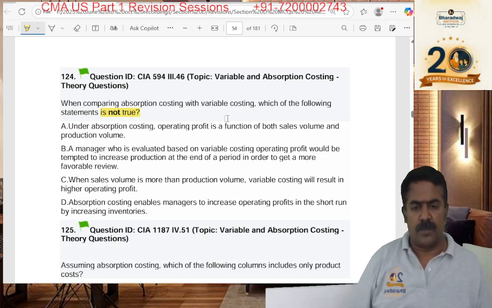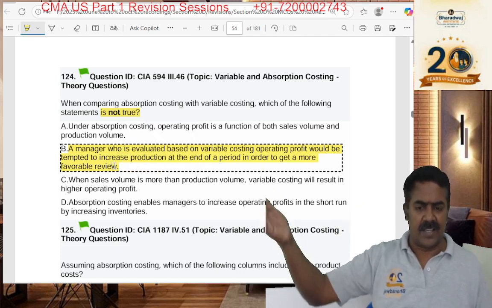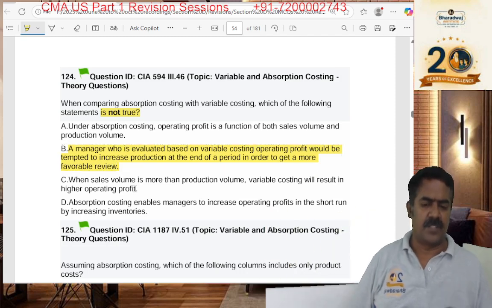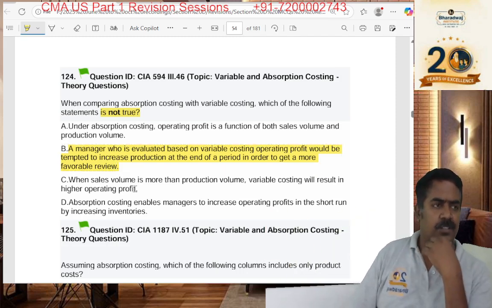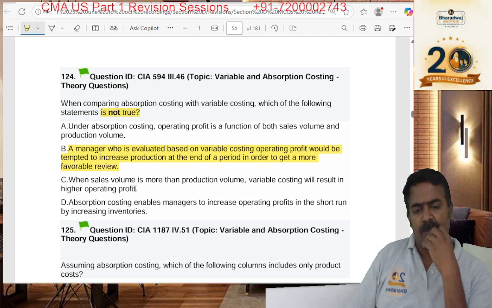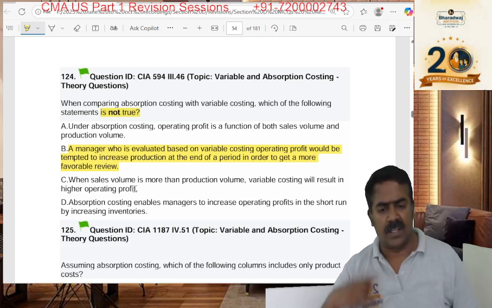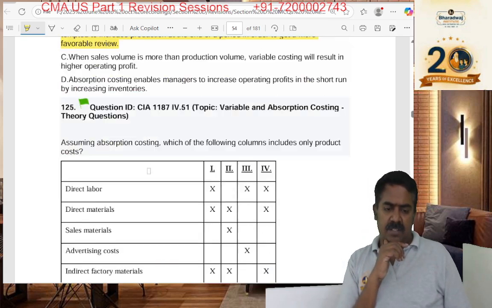Under absorption costing, operation costing, both sales volume, production volume. A manager who is evaluated based on variable costing operating profit will be tempted to increase the production at the end of the period to get more revenue. No, it's not possible. Only when there is a sales, you will have more revenue. Just because you increase the production, you will not get more profit. Because you produce, that will be like inventory. Only when there is a sales, then there will be more profit. Not a correct answer.